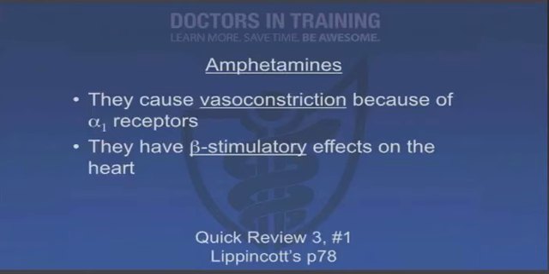Let's get started. How do amphetamines increase blood pressure? Well, they do it in a couple of different ways. First, they cause vasoconstriction because of the alpha receptors, and which receptor more specifically? Alpha 1. And they have beta stimulatory effects on the heart. And which one is more specific to the heart? Beta 1. Next, if a patient is taking MAO inhibitors and has a passion for drinking wine, what may he experience with this combination and why?